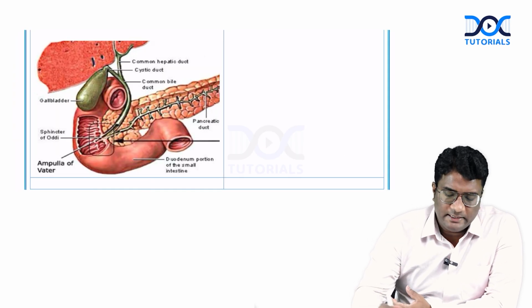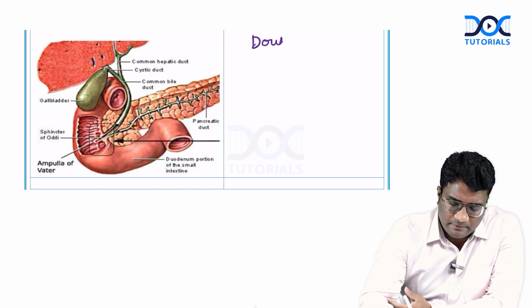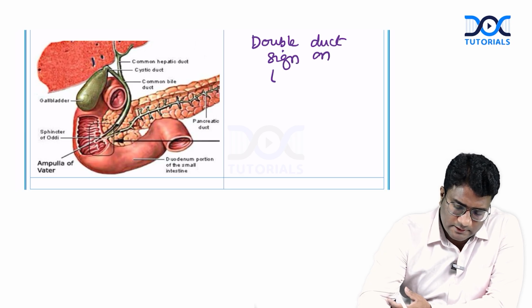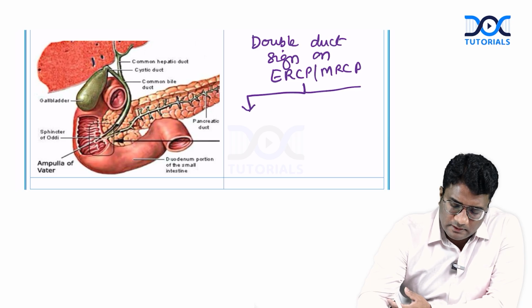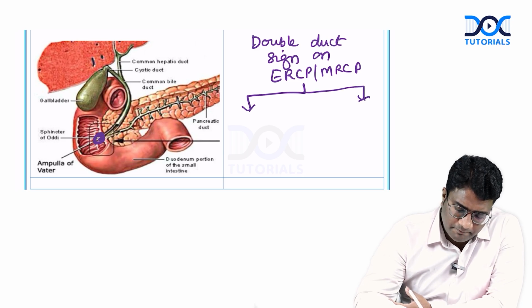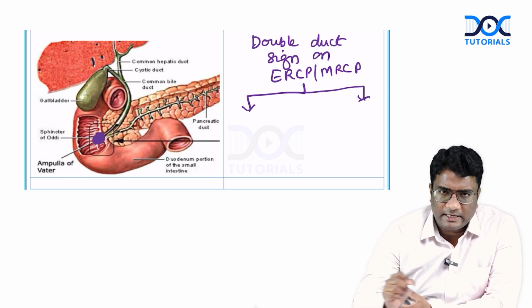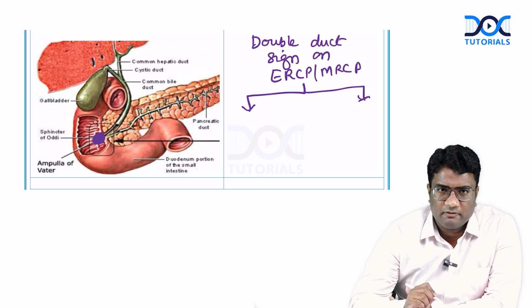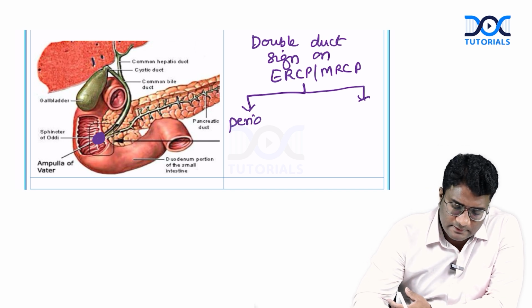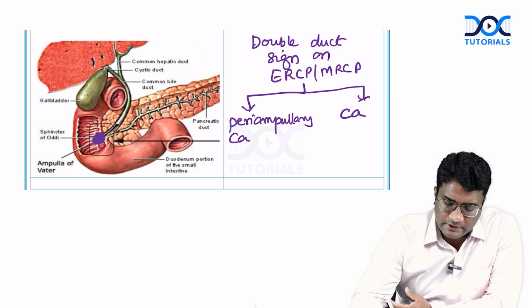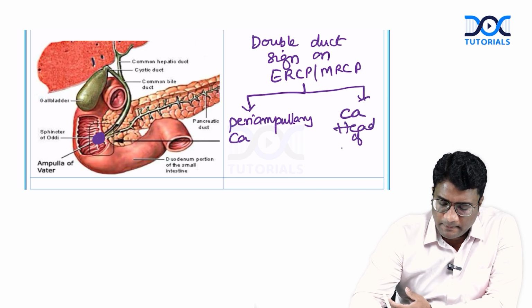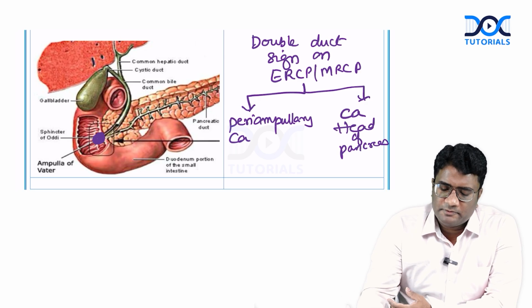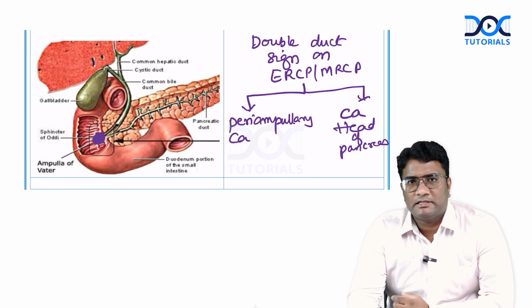So, when do you see a double duct sign on ERCP or MRCP? This is seen mainly in periampullary cancers, right. So, when there is a cancer around 2 centimeters of the ampulla of Vater, the periampullary cancers, or we have CA head of pancreas, this produces a double duct sign on ERCP or MRCP.